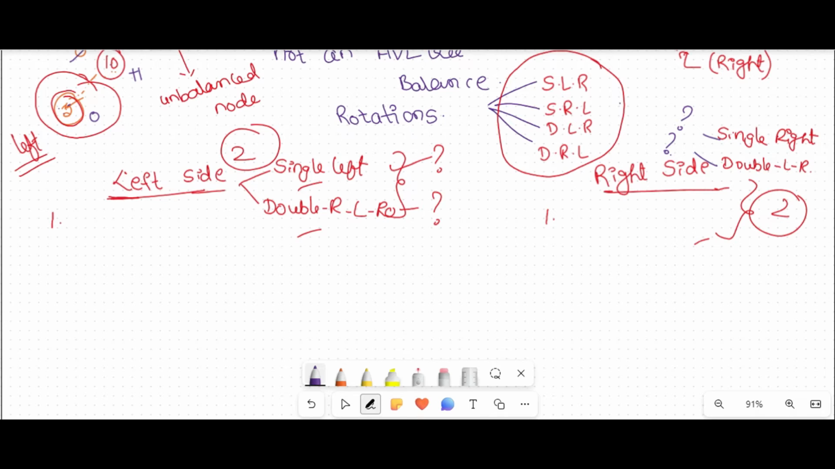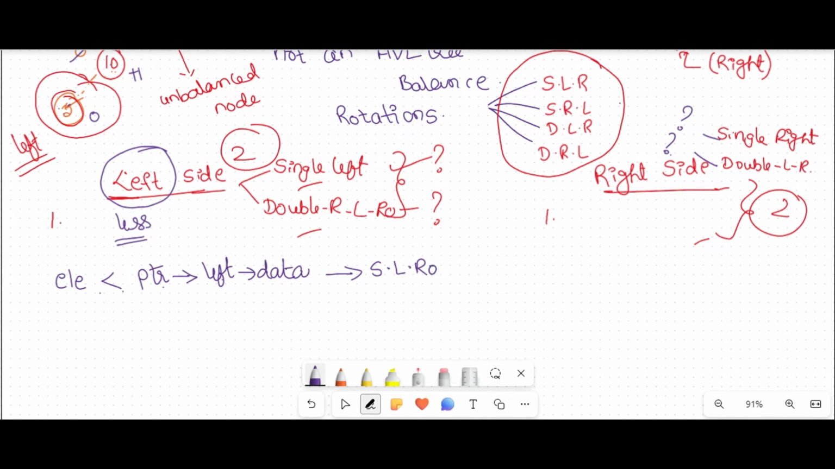So now, there is one simple condition here. Generally, when we insert on the left hand side, the element is less. The element is less, then we have to insert on the left side. Okay. So if the element to be inserted is less than, at some node where the property is failed, that node is there na, PTR's left of data. If the element is less than PTR's left of data, then apply single left rotation.